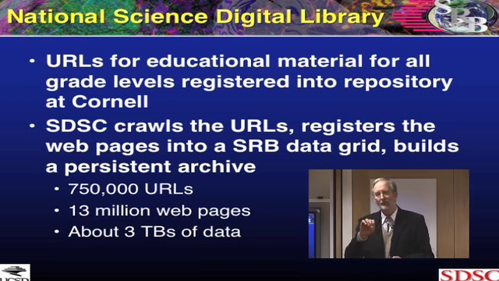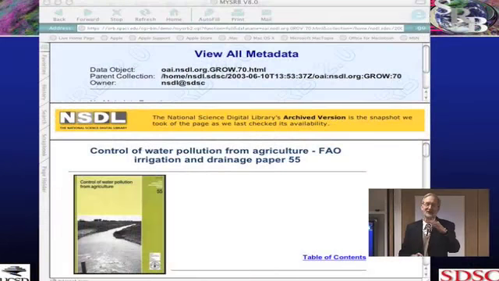If you reference an item that is registered into the NSDL central repository and it's not there, you can click on a button and retrieve the item directly from the data grid, from the preservation environment at SDSC. We throw on a little header at the top showing that this is the archived version. It's not the real version, it's the archived version. But all of the links were reset, so we replay the web page out of the archive instead of the original website.